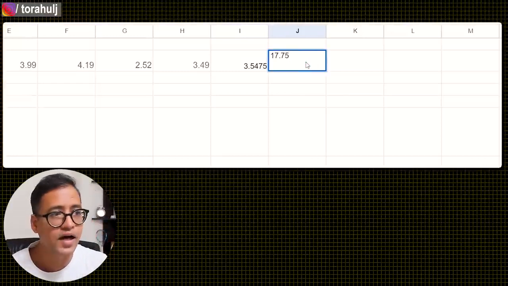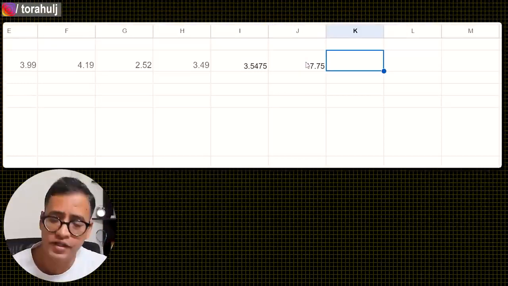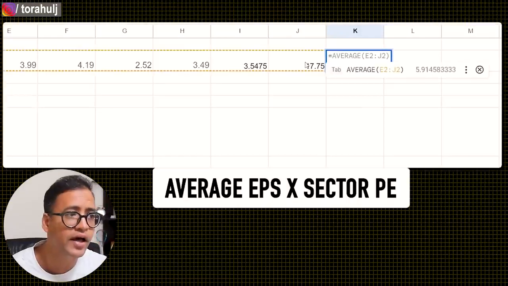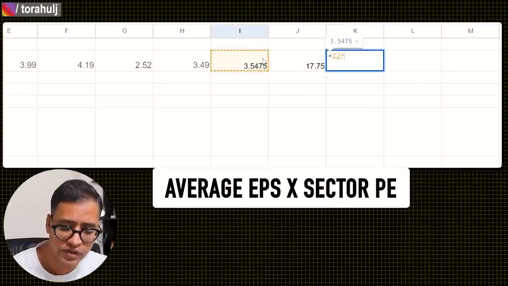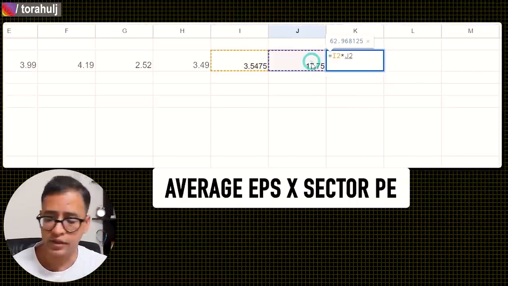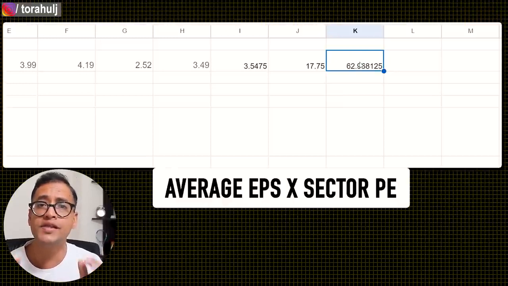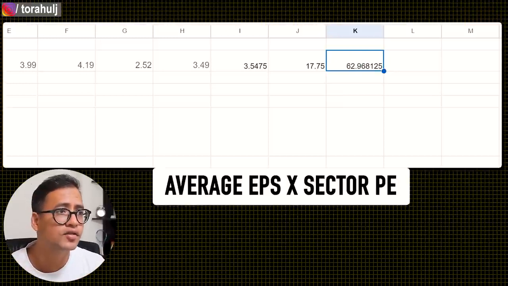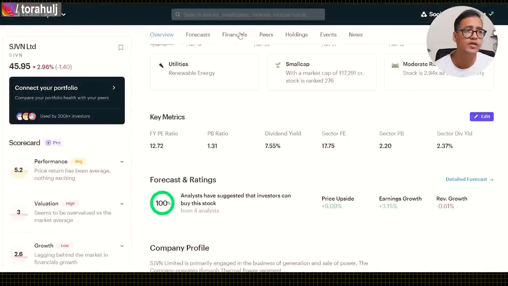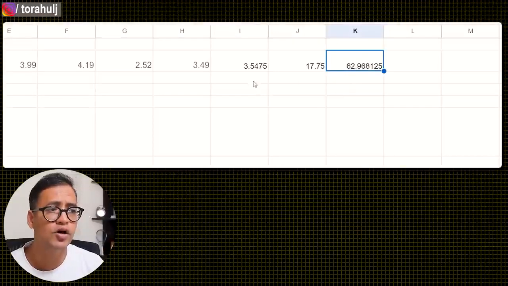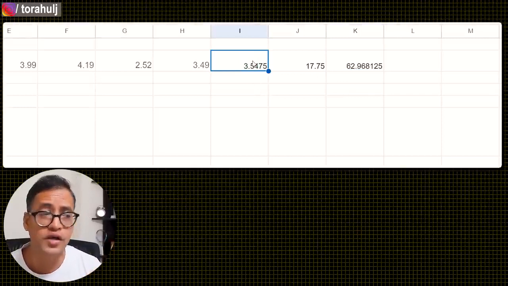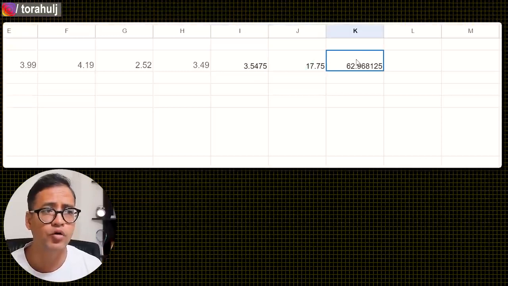What we are going to do is arrive at the PE of this stock from our perspective, from the earning per share perspective. So let us multiply the average earning per share by the sector PE. That gives us a total of 62, meaning that the price of this stock should be 62 rupees. And right now, if you look at the stock, it is trading at roughly 45 rupees. The reason we have calculated it this way is that we know this stock is earning roughly 3.54 on average, and if we multiply it by the sector PE, we get 62 rupees. So the fair valuation of this stock is 62 rupees.